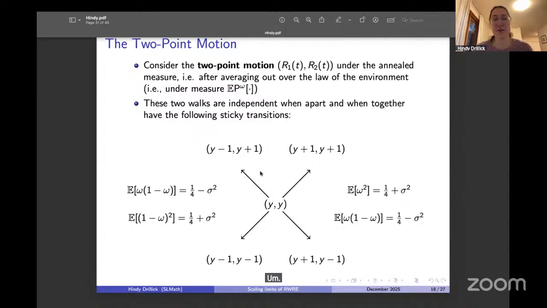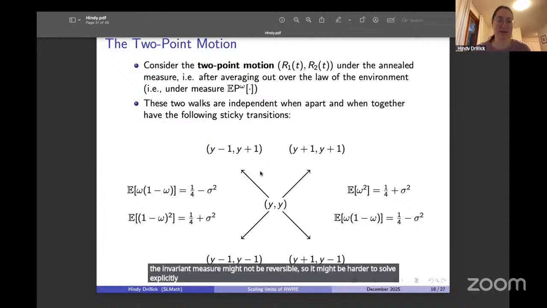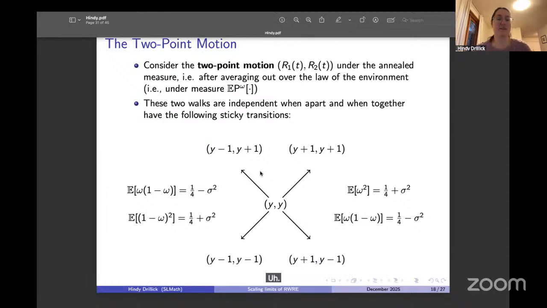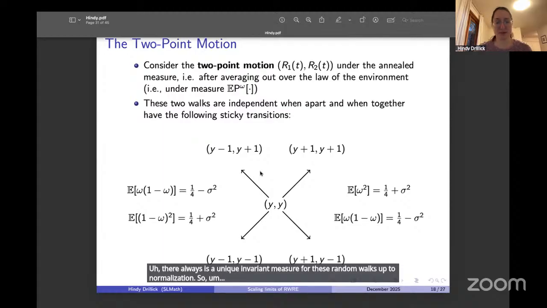In higher dimensions, it's more complicated and the invariant measure might not be reversible, so it might be harder to solve explicitly. But as Shalin will explain, there always is a unique invariant measure for these random walks up to normalization. So it's just something you can compute.